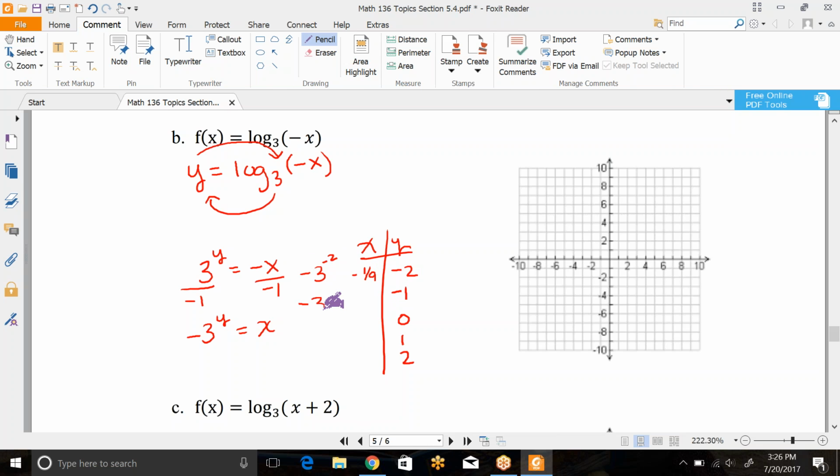And you can use your calculator to evaluate some of these. This would be -1/3. -3 to the 0 would be -1. -3 to the first would just be -3. And -3 squared would be -9.